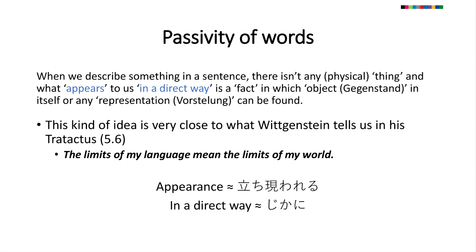from the Issei. And he says that when we describe something in a sentence, there aren't any physical things. Okay, when I'm talking, there aren't any physical things. And what appears to us in a direct way is fact, only fact, in which neither object, which in German is the Gegenstand, nor any representation, the Vorstellung, can be found. So there is no representation and there is no object at all in our words.